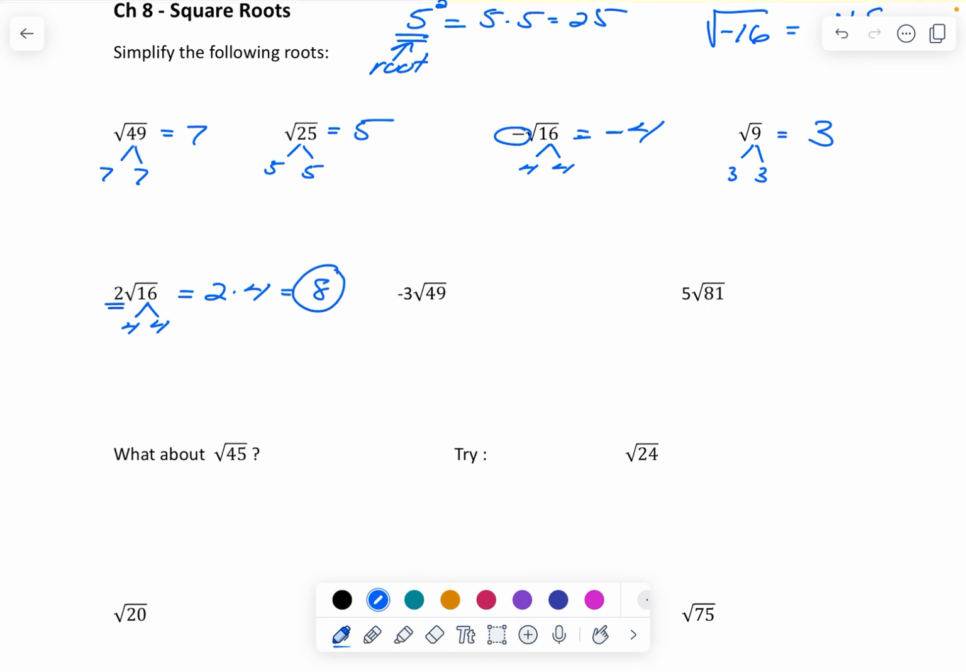Now this next one, it's hard to see. There is a little negative sign there. So this one we learned up above, that's 7, right? So this is going to turn into -3 times 7, or -21. And finally, this last one, 81, is 9 times 9. And so 5 times 9, or 45, is the answer to that one.